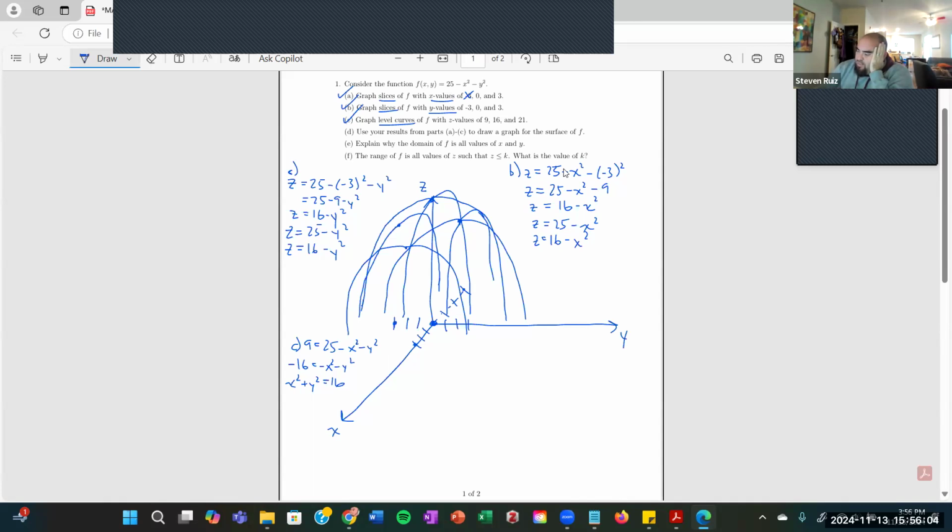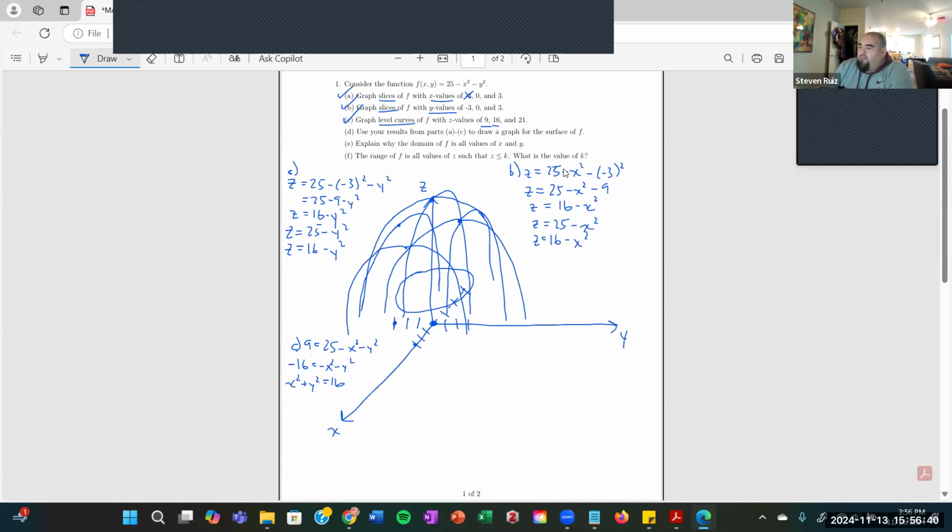So it's a circle of radius 4, but where is that circle going to be? Well, that's a z value of 9. So remember that the highest these curves got was 25. So I'm going to have a circle of radius 4. Let's put it about here. And I'm being really rough with this, but that's okay. And then 16.